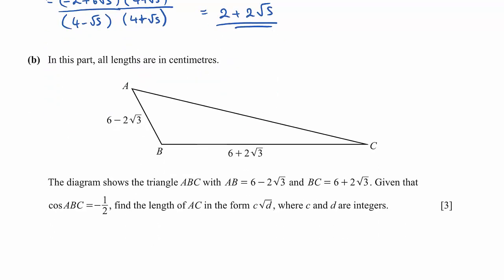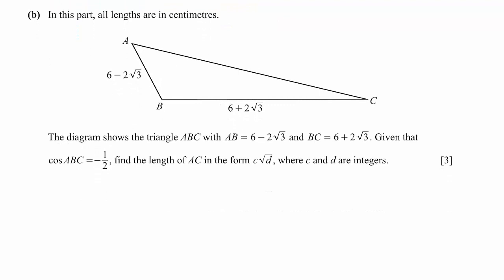So let's have a look at part B. So all lengths we're told are in centimeters. The diagram shows the triangle ABC with AB being 6 minus 2 root 3. We can see that. BC is 6 plus 2 root 3. And you're given that cos ABC, which is this angle here, so we're given that cos of this angle, I'm just going to call this angle theta for the moment, so cos theta is negative a half.